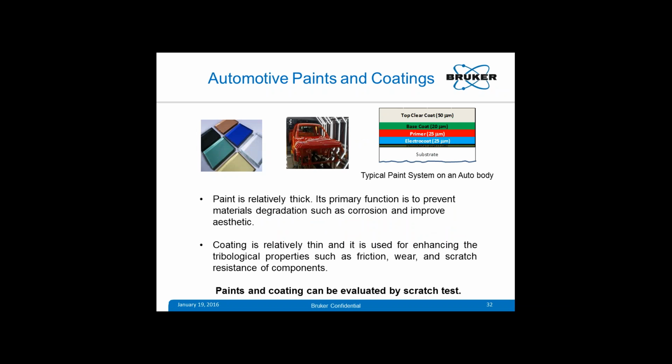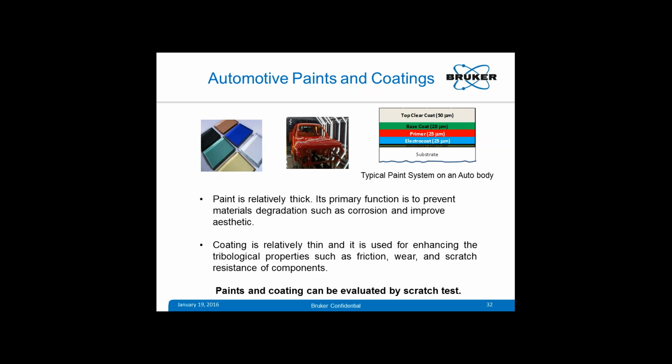Evaluation of paints and coatings for automotive industries. This comes under the scratch test, and we will discuss this. Paint is relatively thick. Its primary function is to prevent material degradation during service, which happens because of corrosion, and paint also improves aesthetics. Coating is relatively thin, and it is used for improving tribological properties such as friction, wear, and scratch resistance of the actual component.